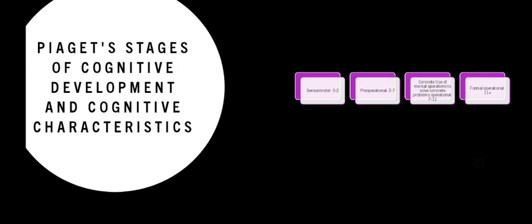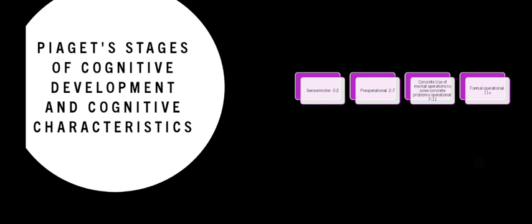Piaget's stages of cognitive development and cognitive characteristics. Stage and age. The sensorimotor stage is from 0 to 2 years. Its cognitive characteristics are: dependence of thinking processes and understanding on sensory and motor processing, for example tasting, touching, grasping, goal directed behavior. Object permanence arises at the end of the stage.